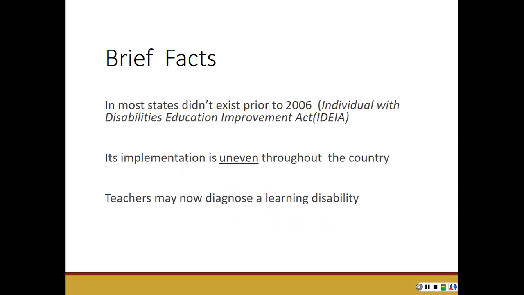All right, so some of the facts here: RTI didn't exist before 2006. Like I said, in 2004, we started the movement. 2006, it really starts getting implemented. It's a federal mandate now that you have to be doing this. That being said, there are still some states that don't do it. No, I have no idea why. So you might find yourself, if you move out of Florida, in a place that doesn't deal with RTI. Who knows?